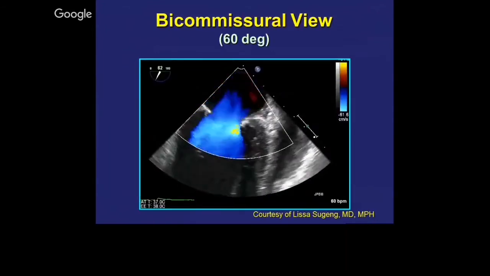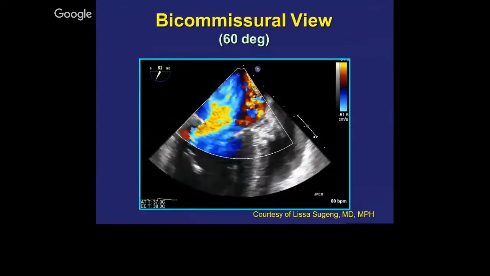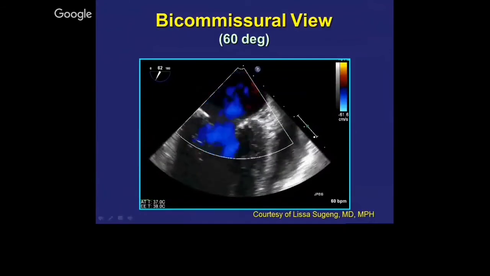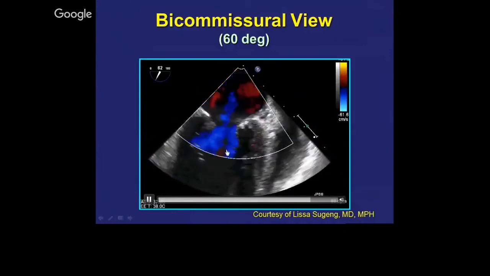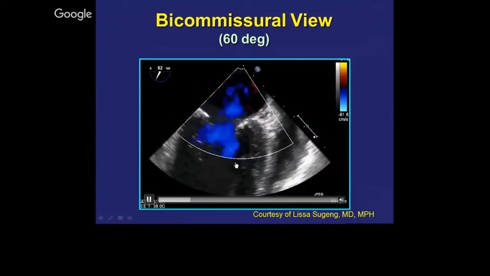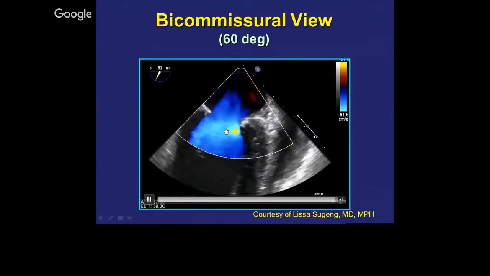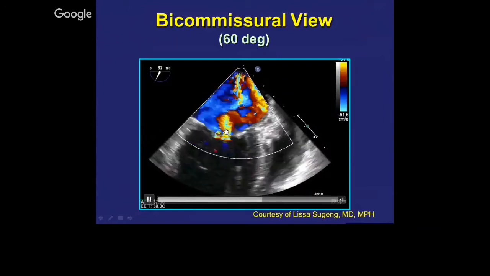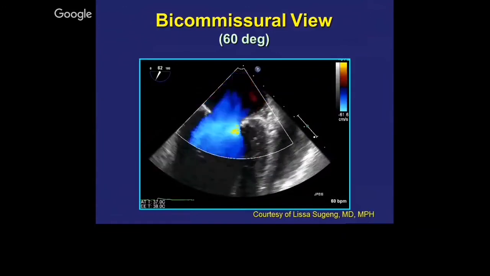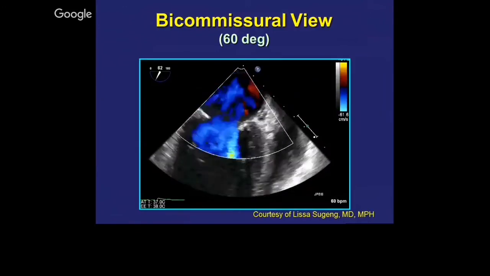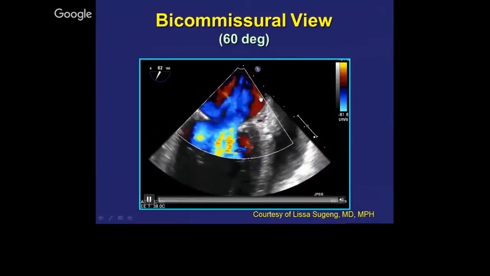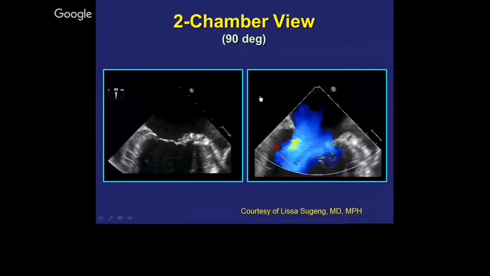This, now we've changed the angle of the TEE to about 60 degrees, which is called the bicommissural view. Here gives you an advantage of looking at not just the leaflet itself, but you can also appreciate some of the chordae. So that's why it's called the bicommissural view, because you can see the mitral commissures. And you can see that central jet of mitral regurgitation that we talked about. There seems to be an eccentric component all the way to the right here. So that's the 2-chamber view.